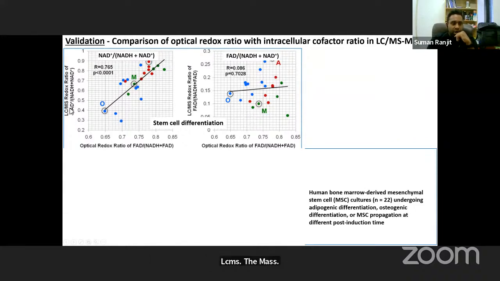If you look at the ratio of NAD plus to NADH, and if you look at the optical redox ratio, they're very highly correlated. There are different types of cells in there. And that tells you how well the old school measurements of metabolic changes are correlated with the optical redox ratio changes.